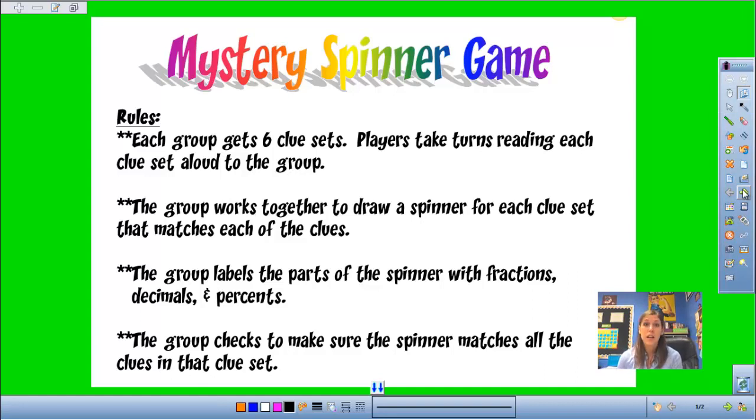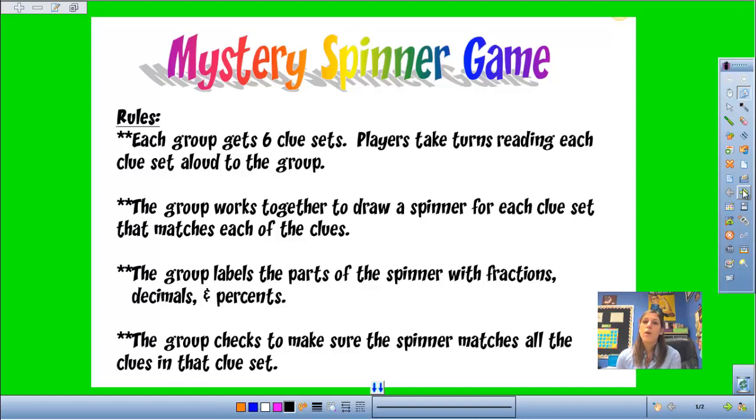So if you had to split it into colors, red, blue, green, and yellow, you would say red was 1/2 or 50% or 0.5. You need to make sure that each part of your spinner is labeled with fractions, decimals, and percents. And then you have to check your spinner to make sure it is accurate.